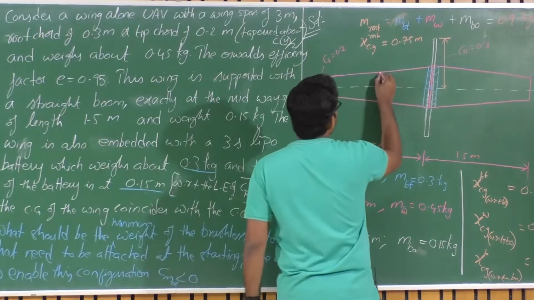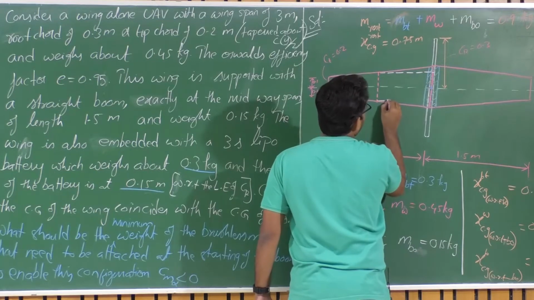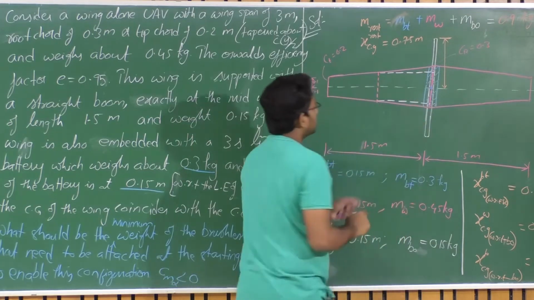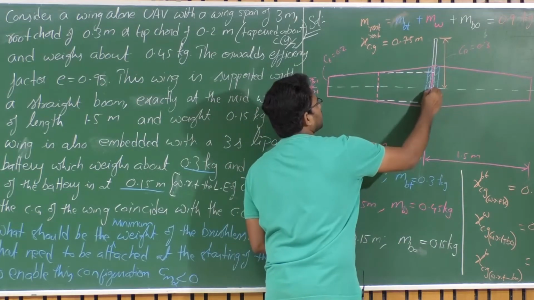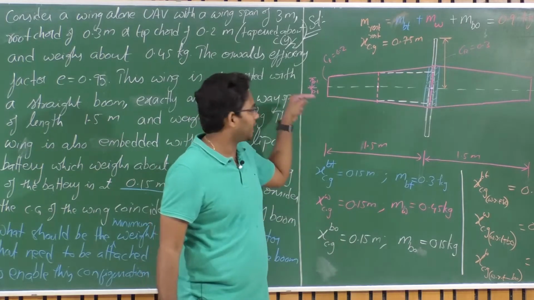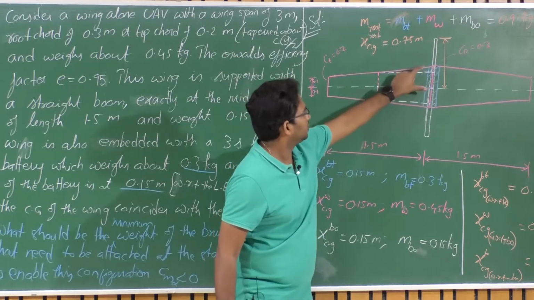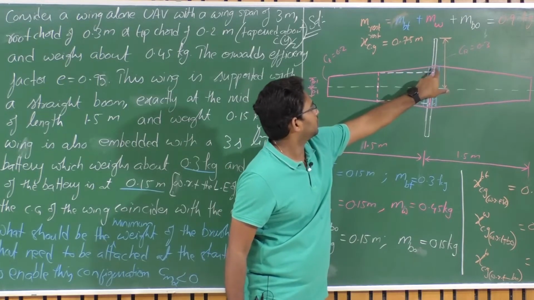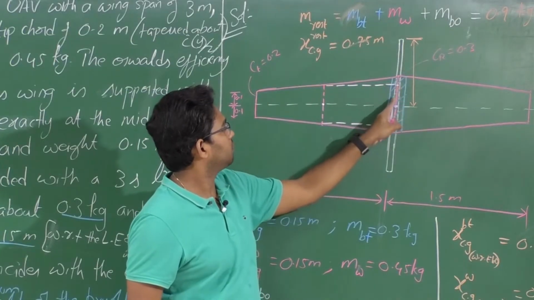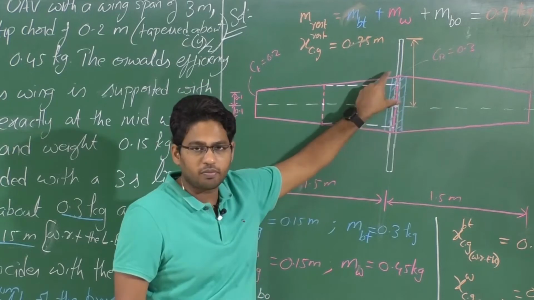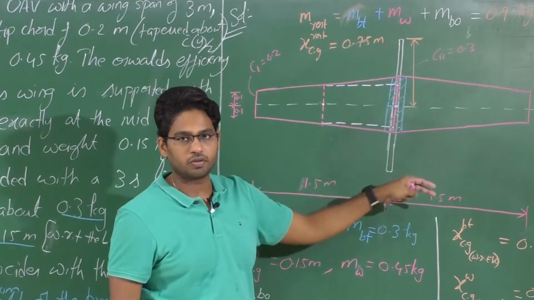Now project this onto the root chord. How can we do that? We know that C bar by 2 and CR by 2 lie on the same axis, because it is the taper axis. So if we want to know the difference between the leading edge of the mean aerodynamic chord and the leading edge of the root chord, it's simply CR by 2 minus C bar by 2, because this is the midpoint of each and every chord. If you project it onto the root chord, that's the midpoint here.